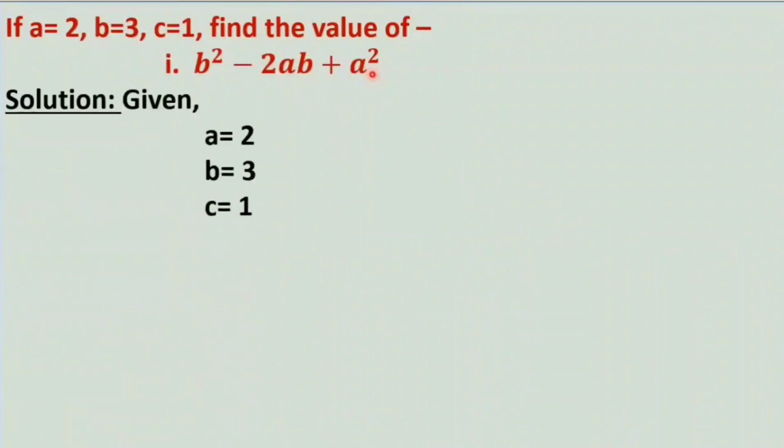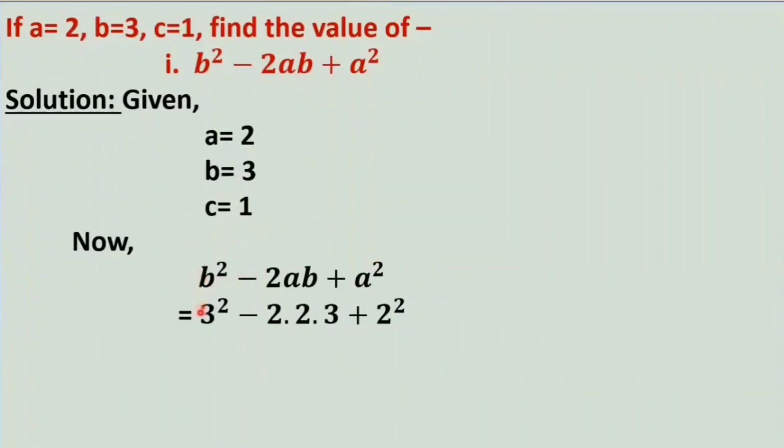You are correct, dear students. At first, you need to write the given values that is given in the question, that is A is equals to 2, B is equals to 3 and C is equals to 1. Then you are going to write the algebraic expression of which you are finding the value. The next line, you will be putting the value.